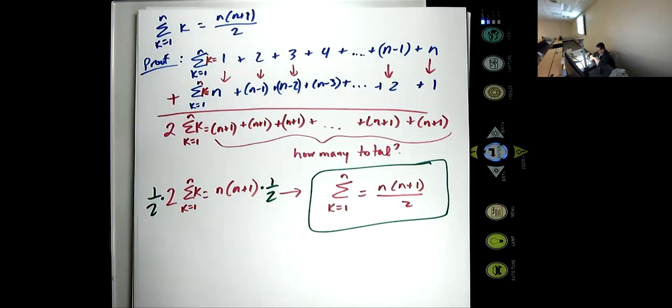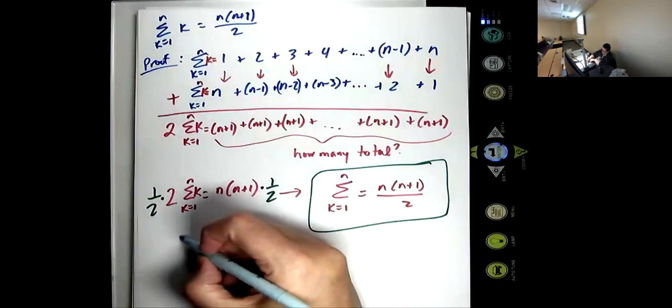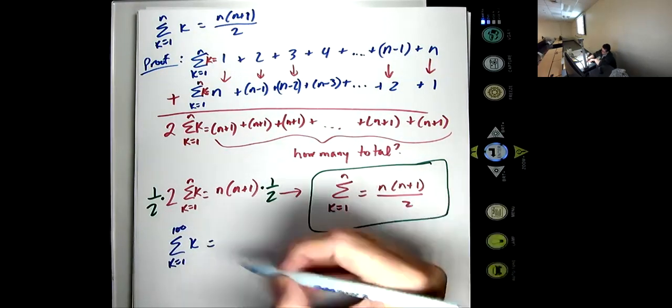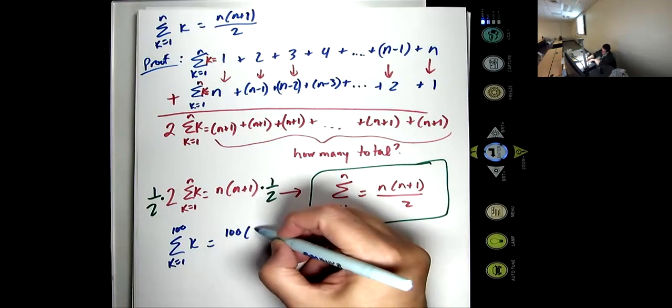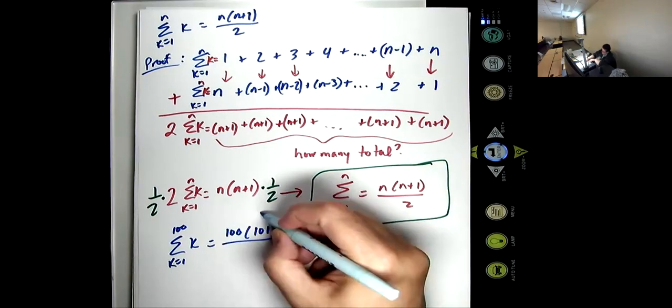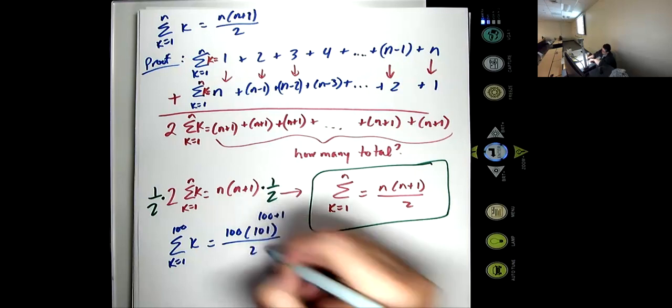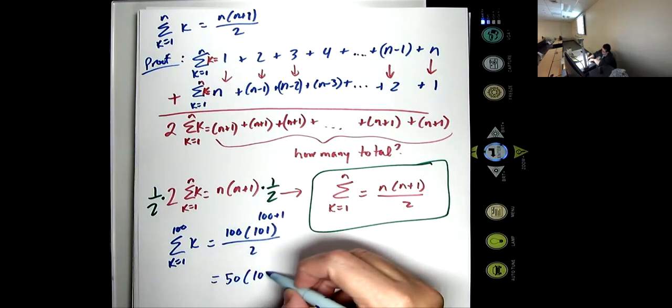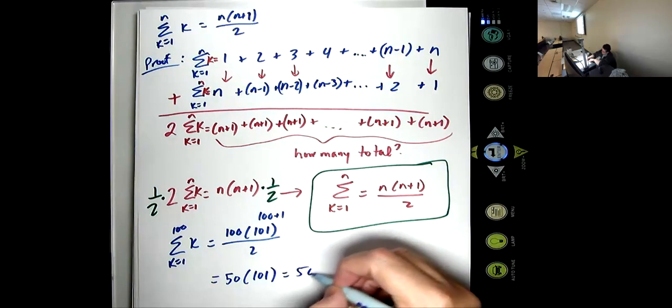So if we did, like I just said, n equals 1 to 100, the short formula of this is 100 times 101, which is 100 plus 1, over 2. 50 times 101 is 5050.